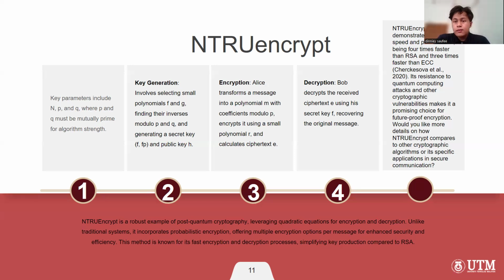And NTRUEncrypt demonstrates superior speed and performance, as it is 4 times faster than RSA and 2 times faster than ECC. Its resistance to quantum computer attack, unlike other cryptographic technology, makes it a promising choice for future-proof encryption.